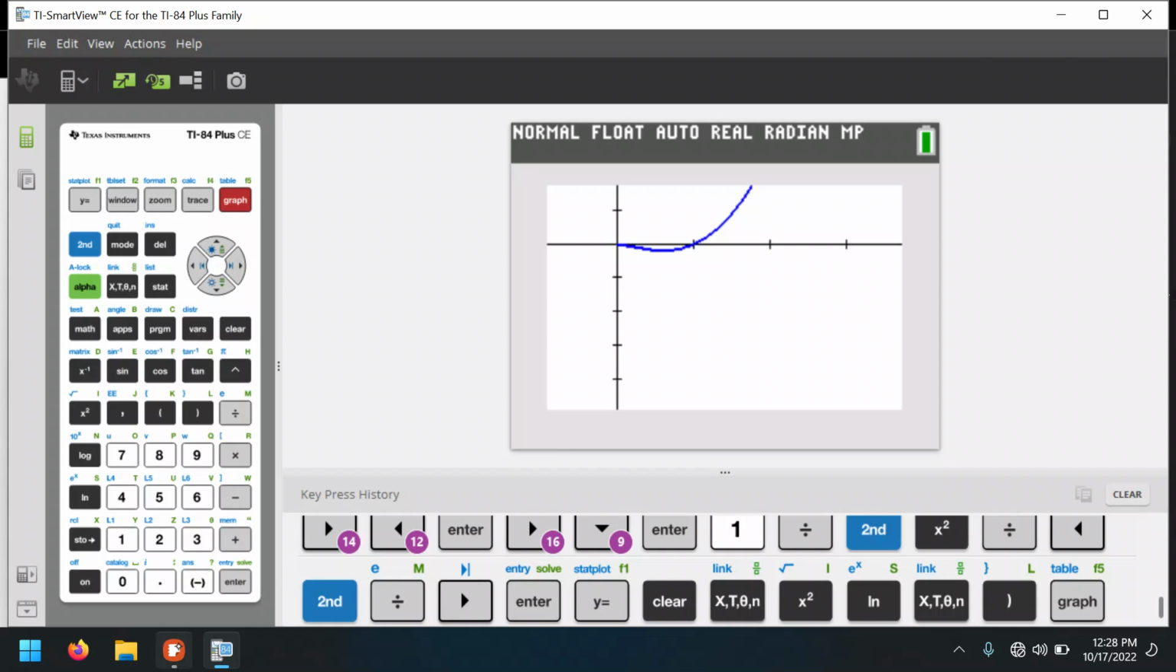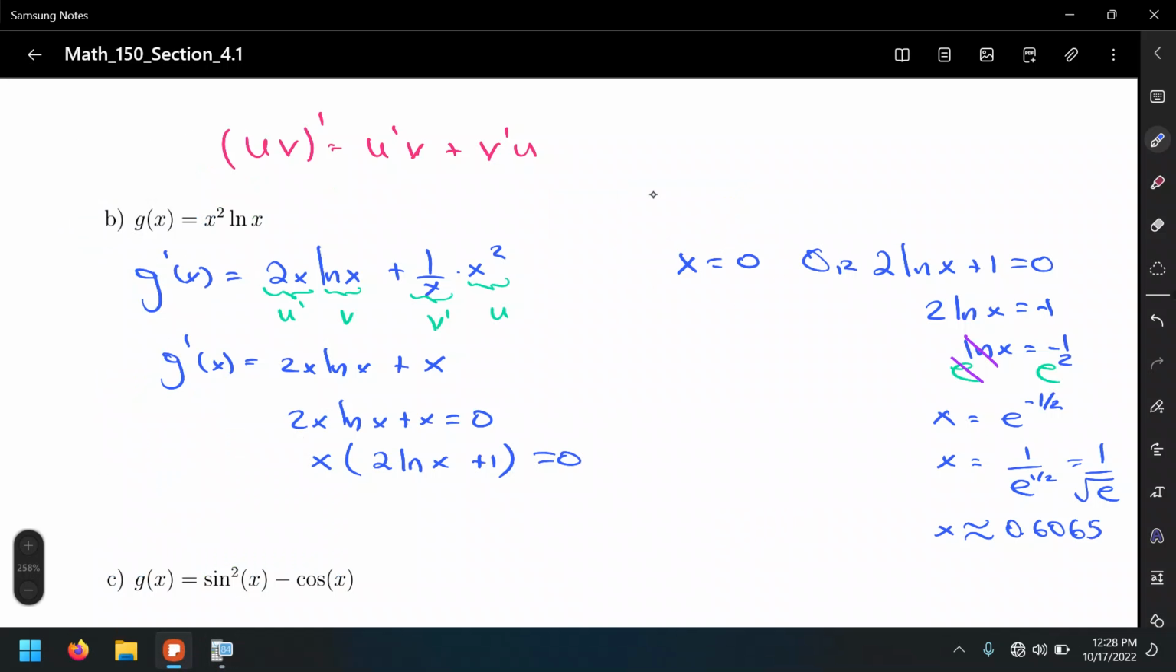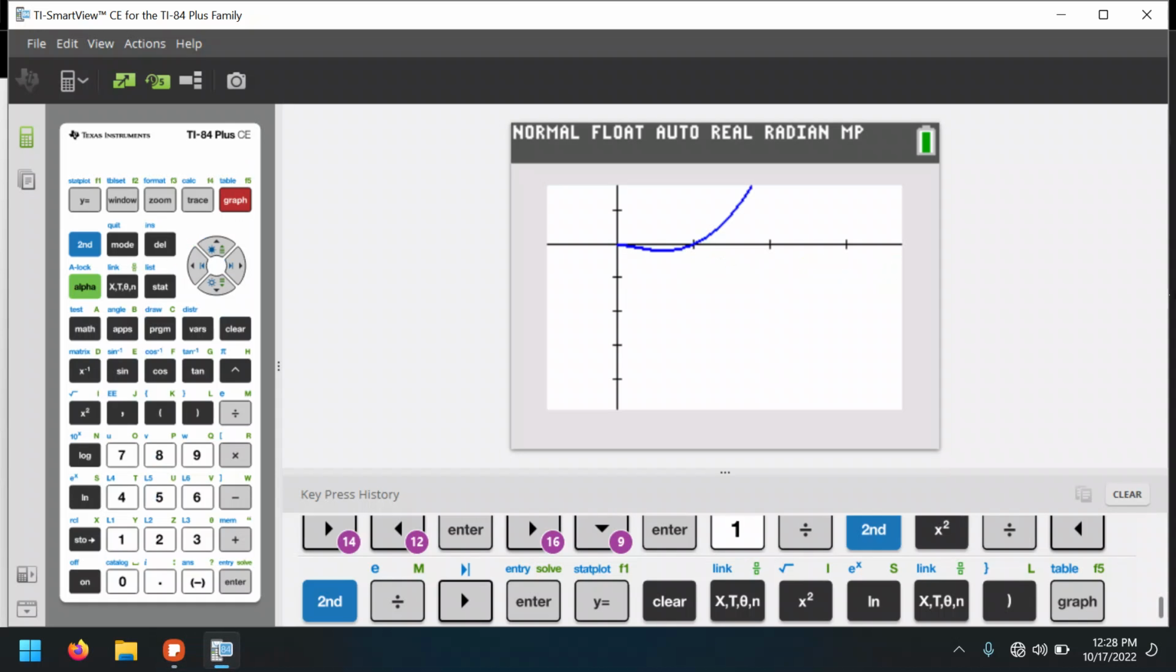However, what about 0? Is 0 a legitimate critical number? What do you think about this one?